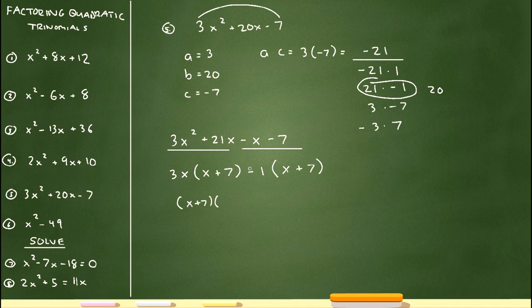And we have 3x minus 1 remaining. Okay, that's factoring out the x plus 7 and being left with the 3x minus 1. And this is the final factored form of 3x squared plus 20x minus 7.